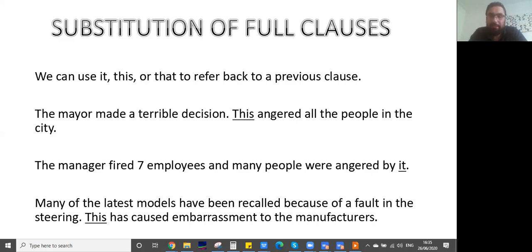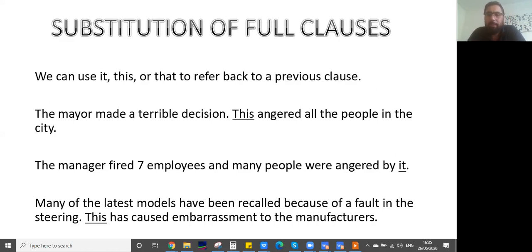Let's take a look at the second sentence. What do we have? The manager fired 7 employees and many people were angered by it. So it's it here. What clause is it referring to? Okay, excellent. So we have the first clause, the manager fired 7 employees. So this is the first clause, and were angered by, so we don't have to repeat it again. Angered by the manager firing, that would be a little bit too much.